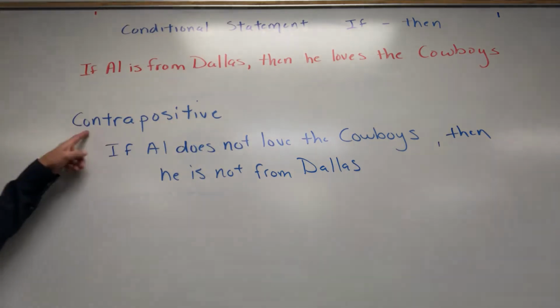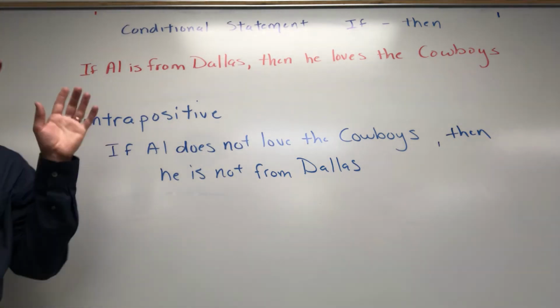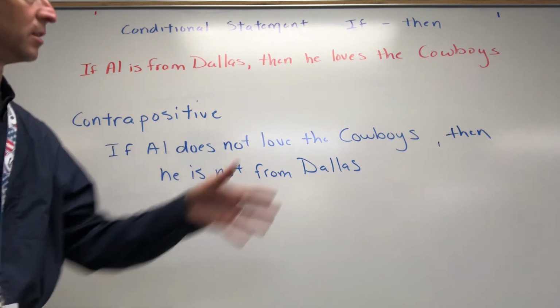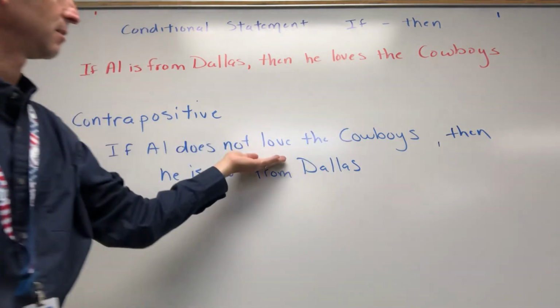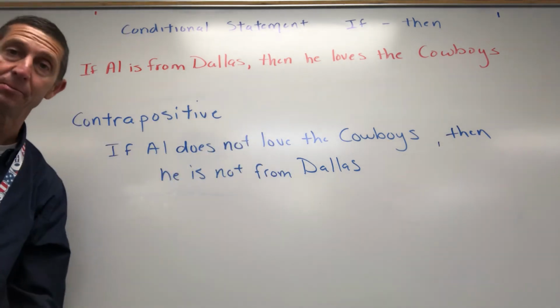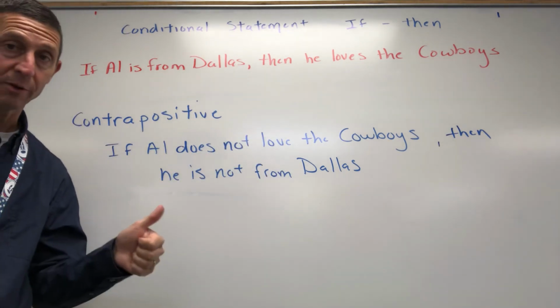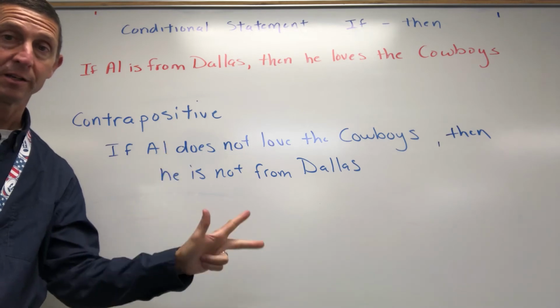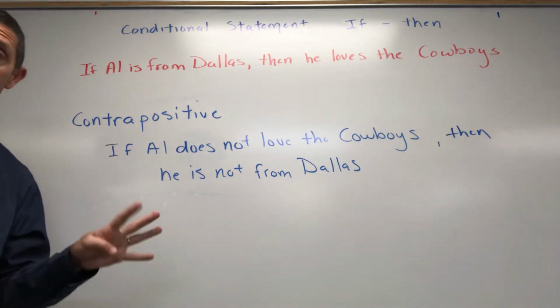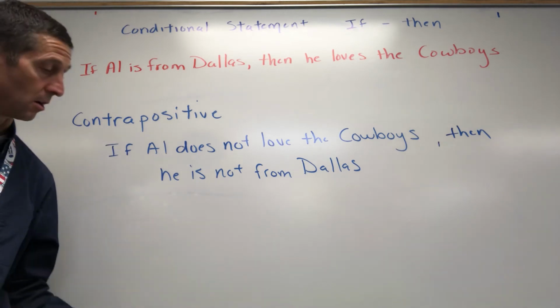So what the contrapositive does is it brings in the opposite meaning to each part and it changes the order. So Cowboys was second, now it's first. Dallas was first, now it's second, and they have the opposite meanings. So converse, inverse, contrapositive. So contrapositive is the third of the 4 that you've got to learn today. All right, let's do the fourth one.